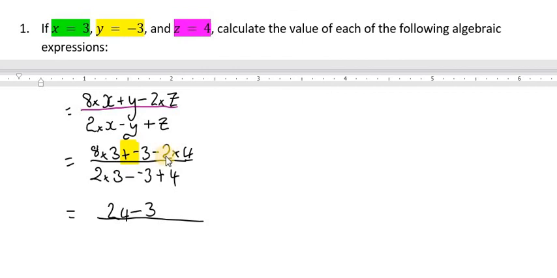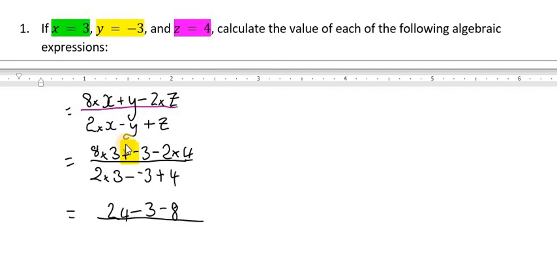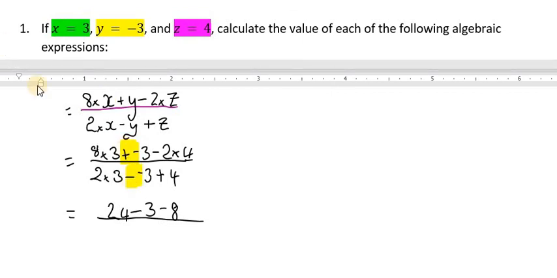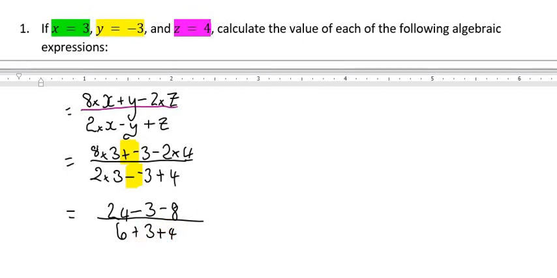Now we have a negative 2 times 4. So you can treat this 2 as a negative 2. So negative 2 times 4, which is going to be what? Negative 8. Then down below, again, 2 times 3 gives us 6. Subtracting a negative is positive, something positive. And then the 3 plus the 4. Let's simplify a little further.